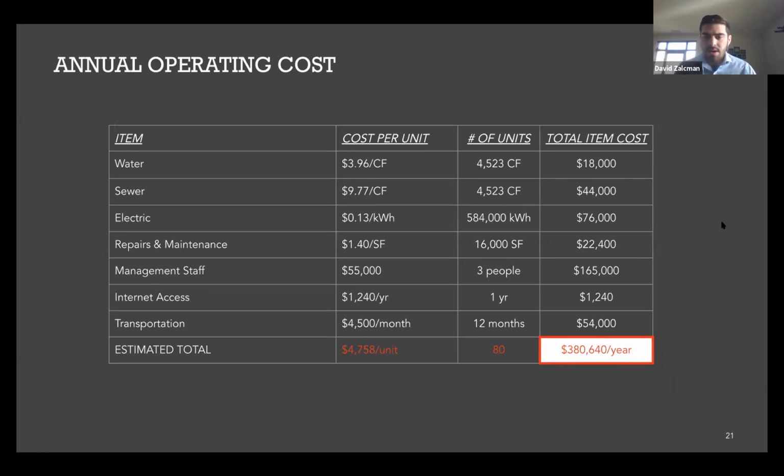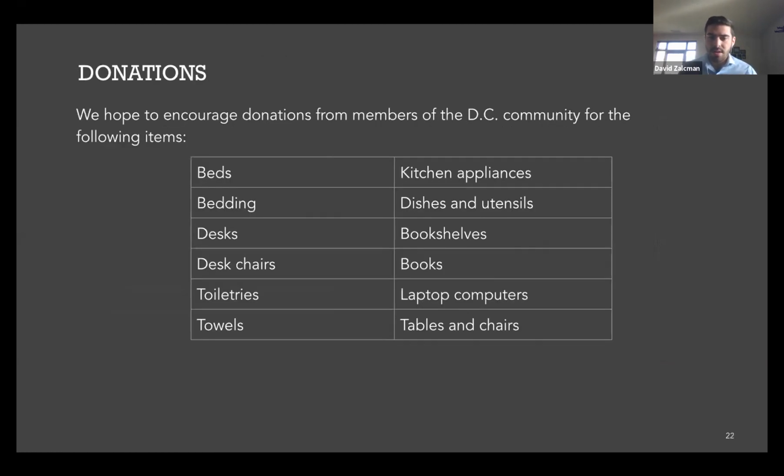You can see that it will cost less than $400,000 every year to run and maintain, with the bulk of the cost going to the permanent staff we have on site to make sure things are safe and running smoothly. We'll be asking the DC community and possibly corporate sponsors for donations of items such as beds, toiletries, kitchen appliances, and laptops. And we're just really looking to minimize the cost to the individuals living in the actual facility.